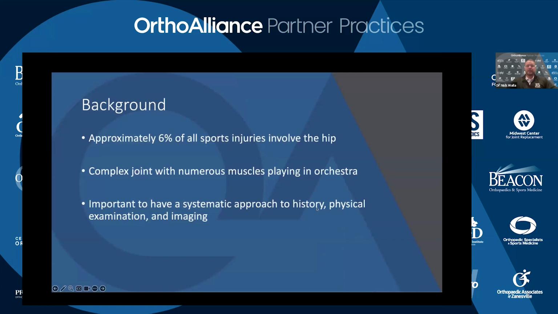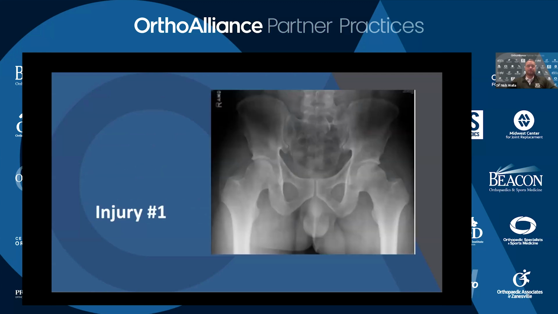A little background on the hip. It's close to the core of the body, so less injured than some of the other parts of the body when we're talking about sports injuries. Approximately about 6% or so of all sports injuries involve the hip. It's a very complex joint. There's numerous muscles, as well as bony anatomy that are playing an orchestra to create a well-functioning hip. And like anything in medicine, it requires a systemic approach to making accurate diagnosis using history, physical examination, as well as a proper evaluation of different types of imaging.